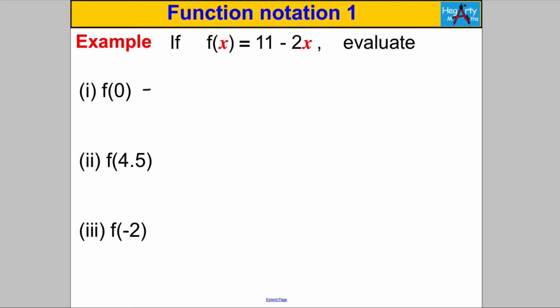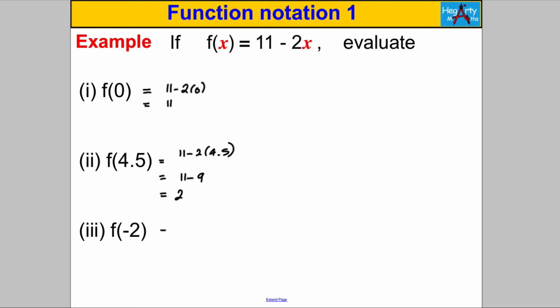Right, well, all you've got to do is put your input in as 0 where you see x. So f of 0 is 11 subtract 2 multiplied by 0. 2 multiplied by 0 is 0, 11 take away 0 is just 11. Done. Next one, it would be 11 subtract 2 multiplied by 4.5. That's 11 subtract 9, which is 2.